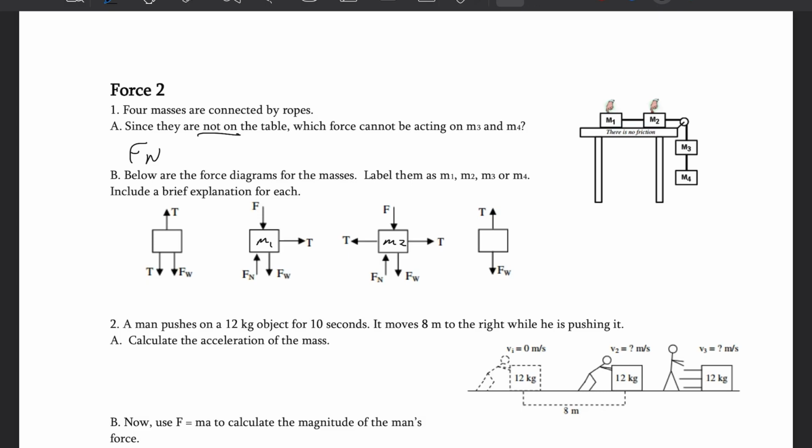For the other two, M3 has tension up and down, where M4 only has tension up. I'm just looking at where things are connected in the diagram.